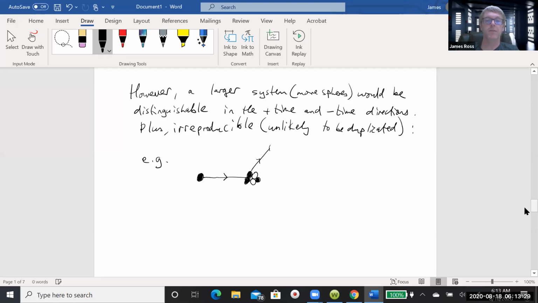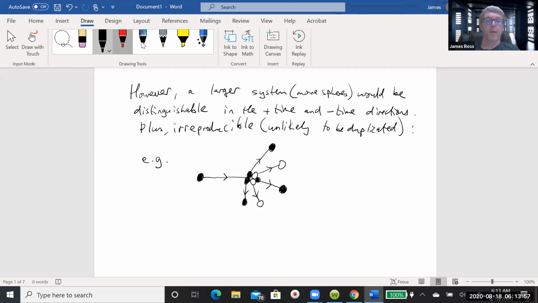Let's say this black sphere goes off in that direction. This white sphere goes off in that direction. This black sphere goes off in that direction. This white sphere, this direction, and this black sphere in this direction.